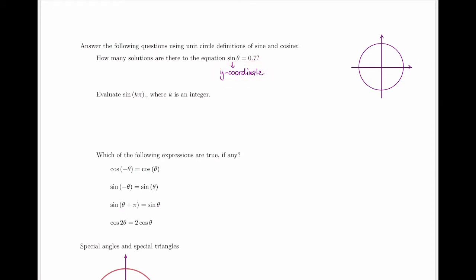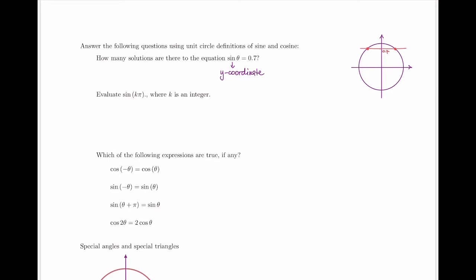Well, y-coordinate being 0.7, remembering it's a unit circle, so the full length of the radius is 1. 0.7 will occur, let's say, somewhere here. And of course, in the unit circle, we can see that this happened twice, on the positive side and on the negative side. So I can see that there's going to be two angles, in particular this angle right here and then this angle right here, that have that sine value as the solution.